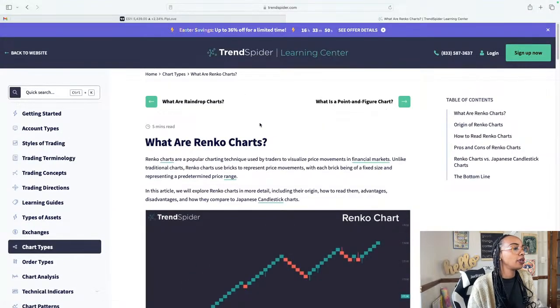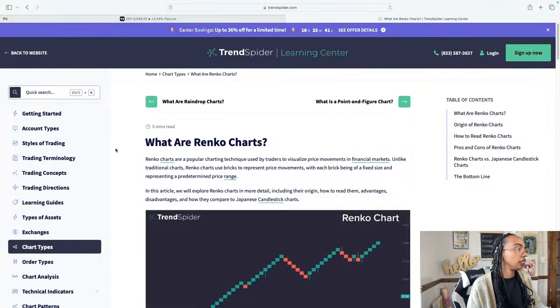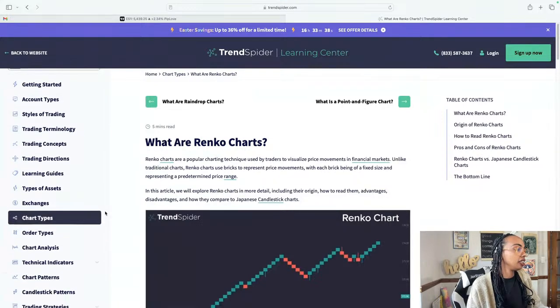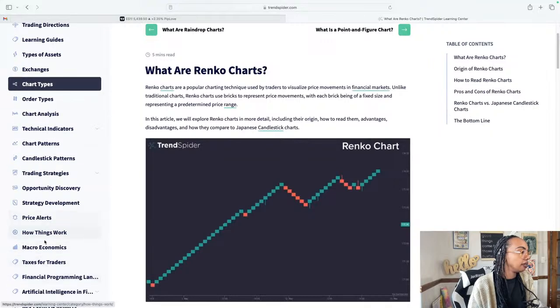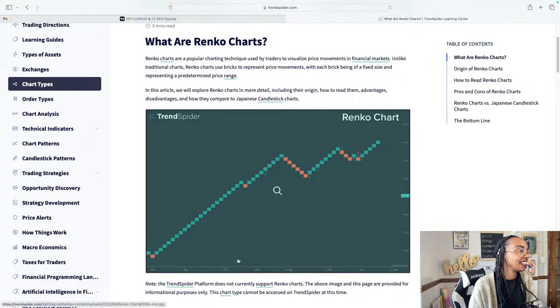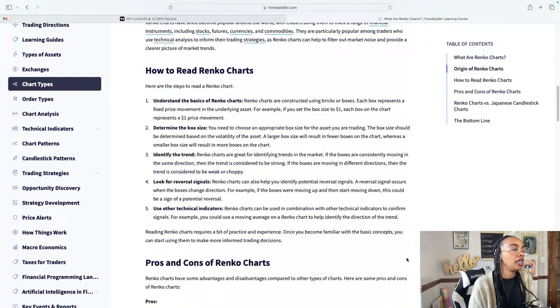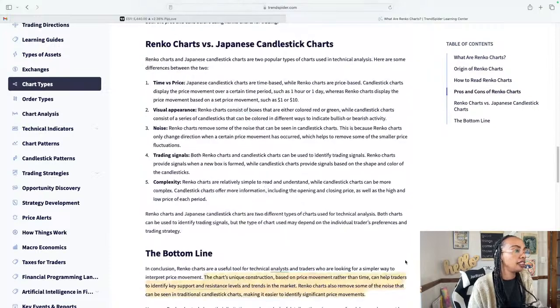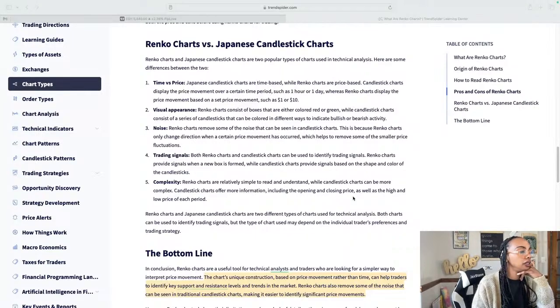Okay, if you want to know more about Renko charts, there's a really cool article by TrendSpider. We get a lot of our information from them. They have an entire library here of a bunch of different subjects, macroeconomics, all that good stuff. The article tells us the origin of the charts, some ways to read it, pros and cons, and how it differs from our regular Japanese candlestick charts. So let me drop that in the chat. Bam. All righty.